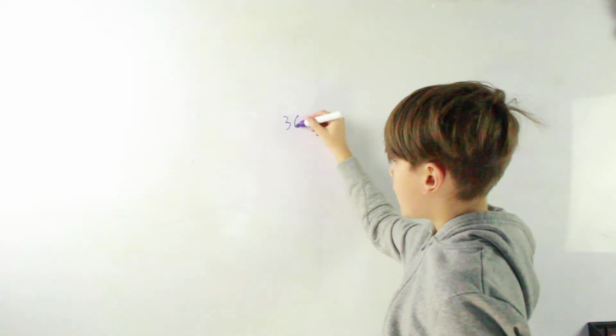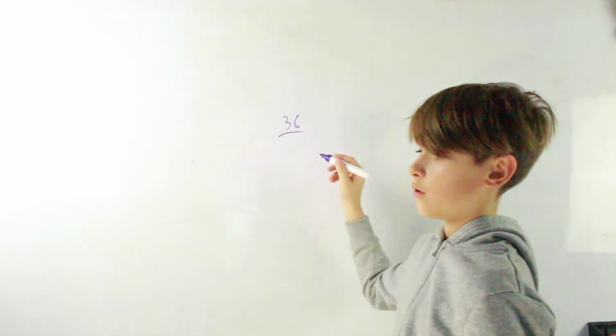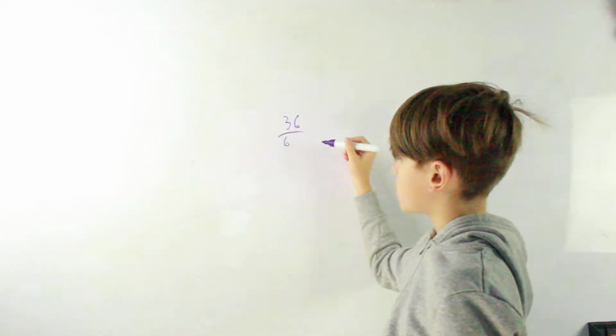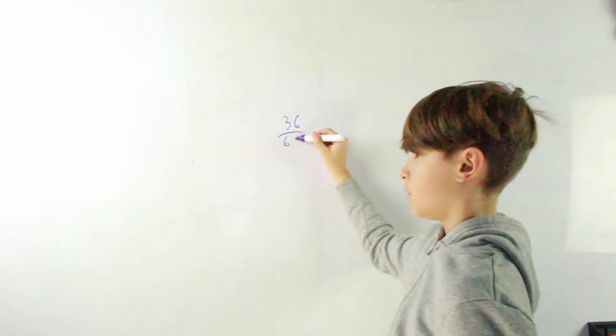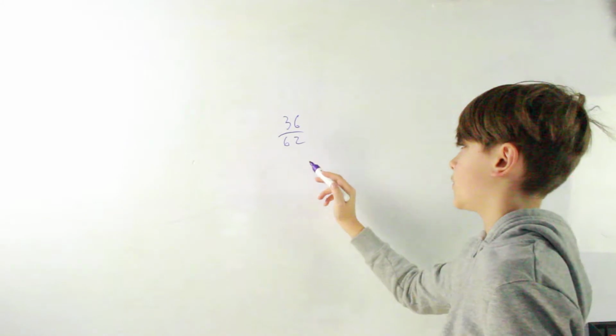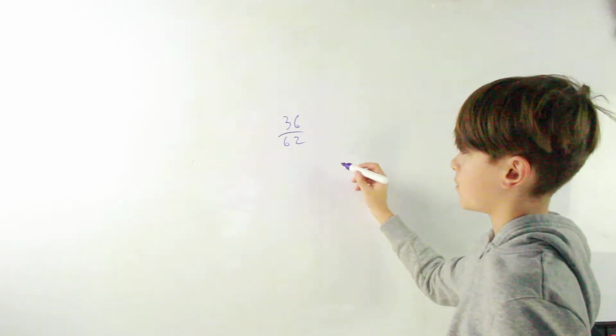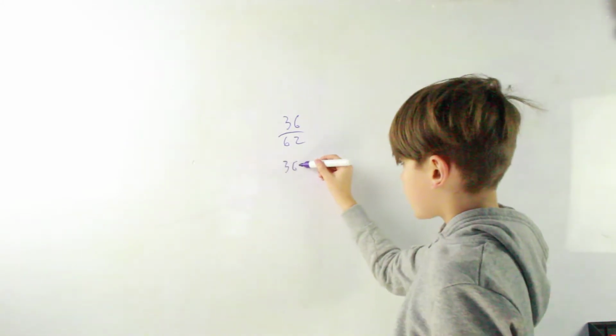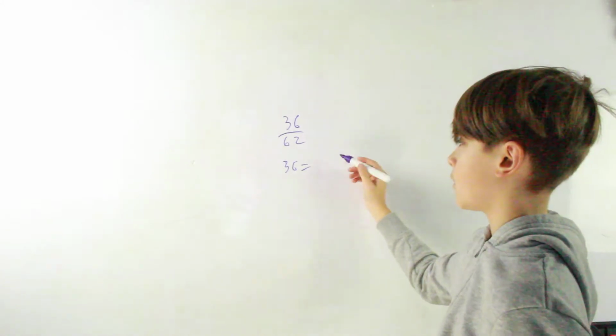Today I'm going to be teaching you how to use prime factorization to simplify numbers, so like fractions and stuff. So if you have a fraction, let's say 36 over, let's say 62, you can tell that it's not going to be half because 36 times 2 is larger than 62. So this is how you do it.